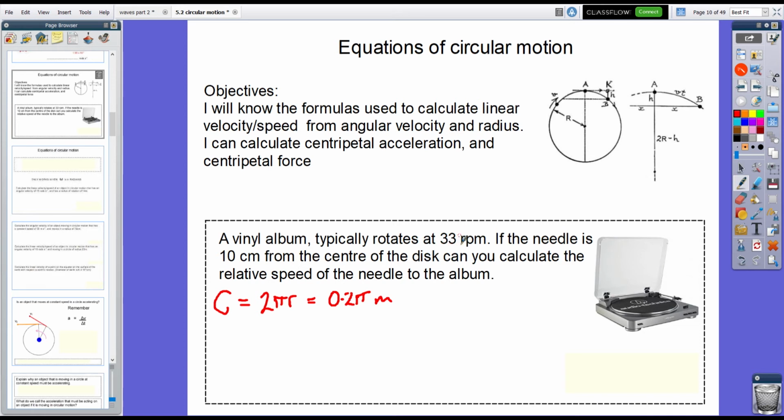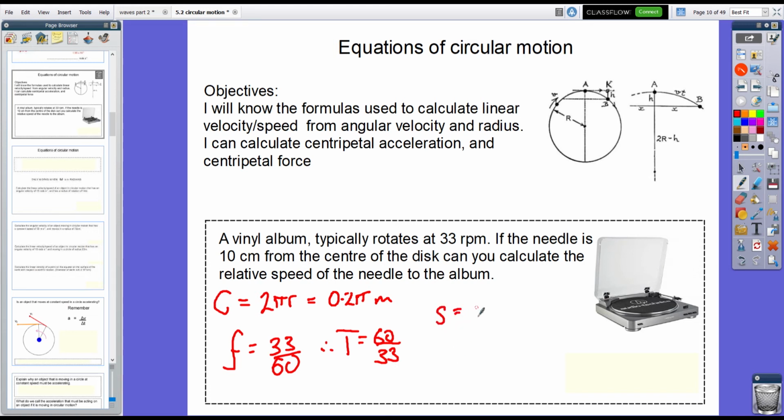Now, it's doing 33 revolutions per minute. So how many are they doing per second? Well, the frequency is going to be 33 over 60. Therefore, the time period is going to be the reciprocal of that. So the time period for one revolution is 60 over 33.